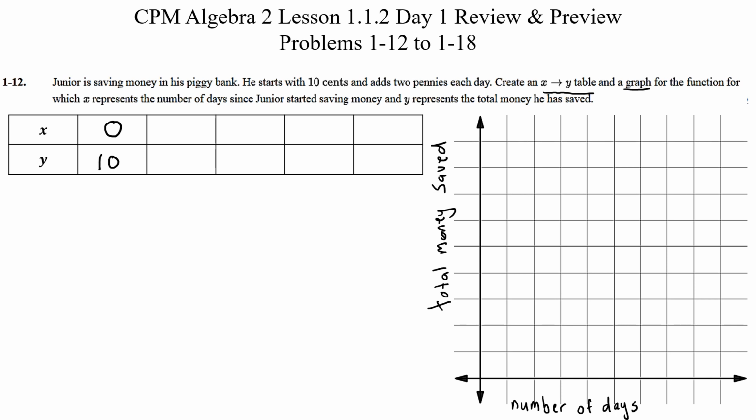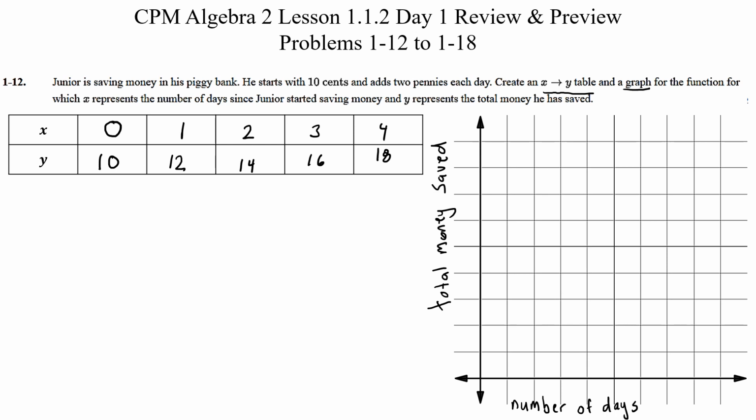And every day he adds 2 pennies. So after day 1, he would have 2 more than 10, so he'd have 12. After day 2, he'd have 2 more than 12, so 14. Day 3, he'd have 16. Day 4, he'd have 18. So using that, let's scale this.